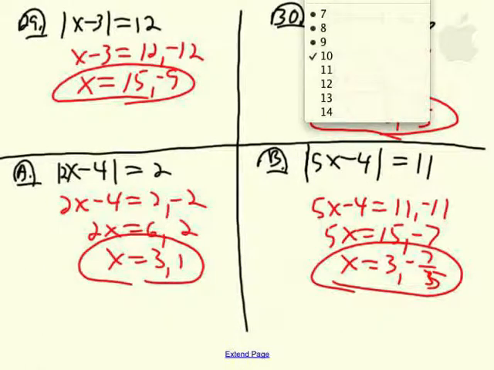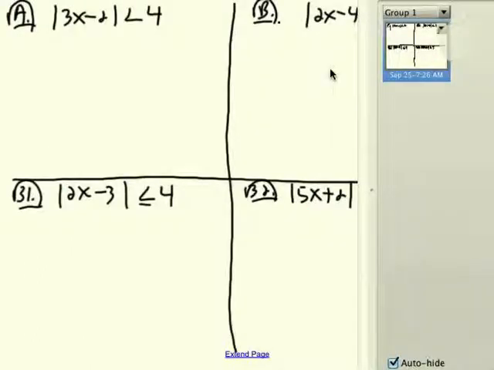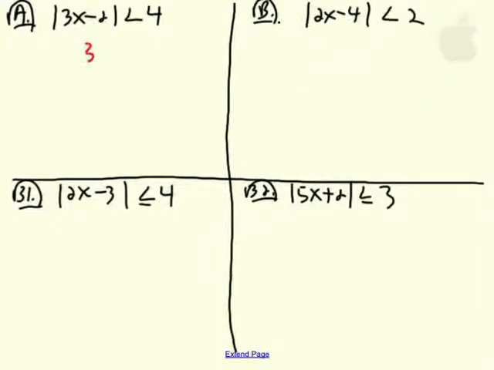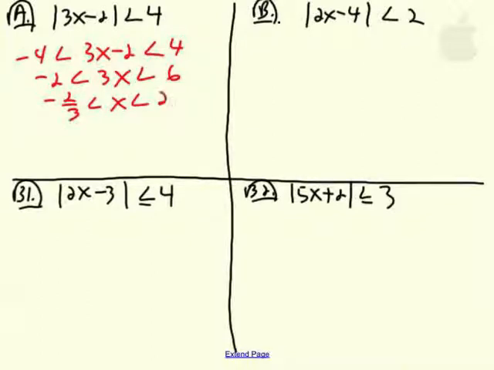Next. Okay, now you got wings. Oops, no, this is between. Part A. 3x minus 2 has to be between 4 and minus 4. So add 2 to all three sides. You get minus 2 is less than 3x is less than 6. And then divide by 3. So minus 2/3 is less than x is less than 2. So minus 2/3 to 2.